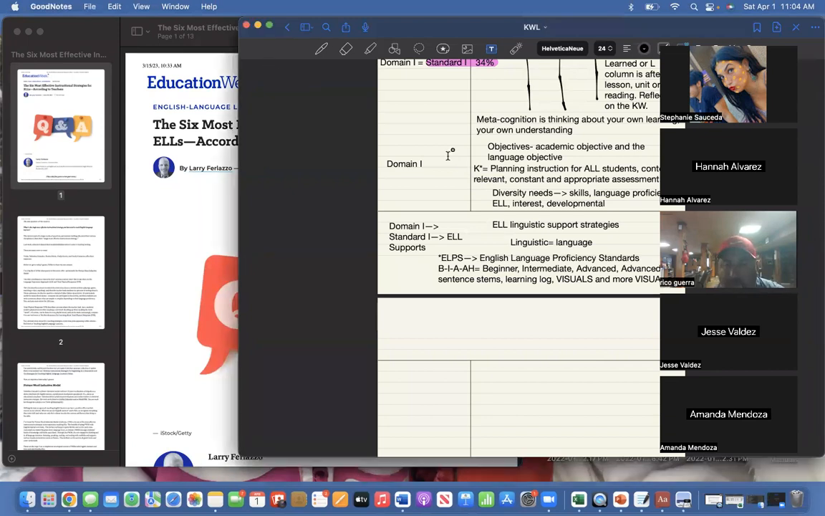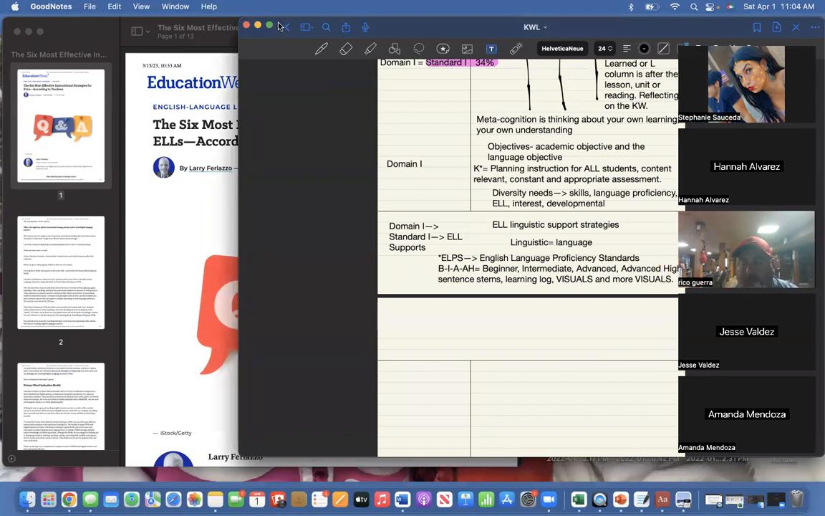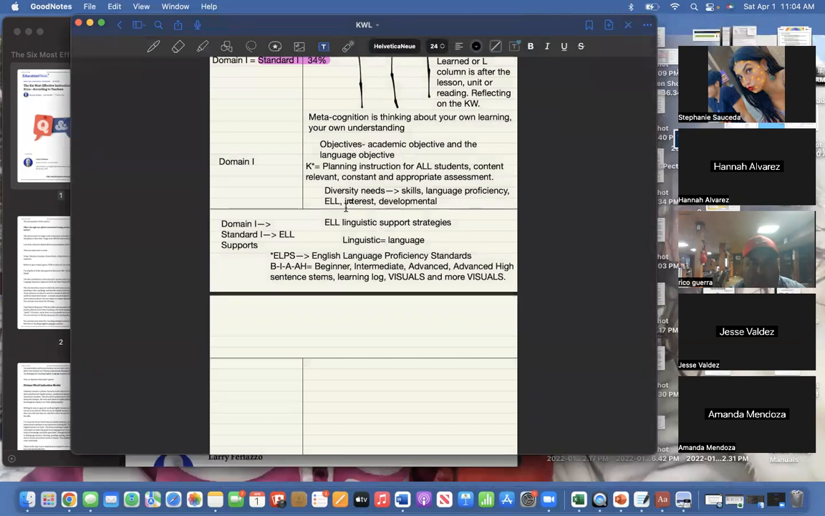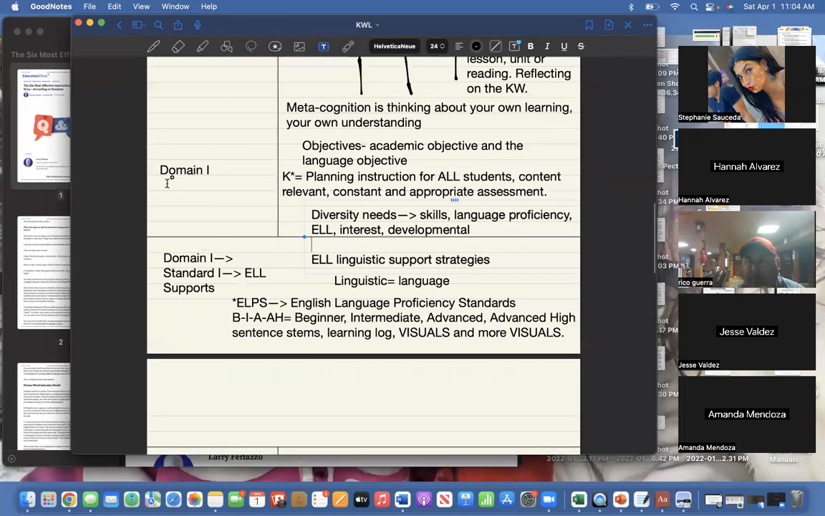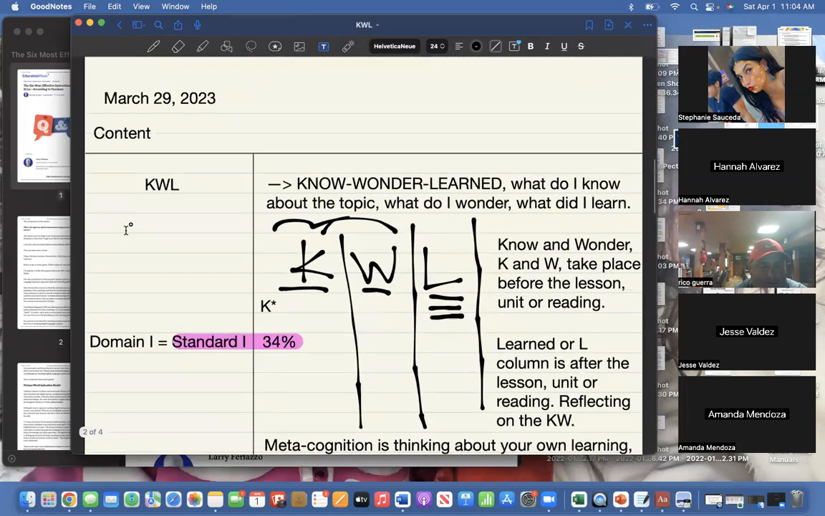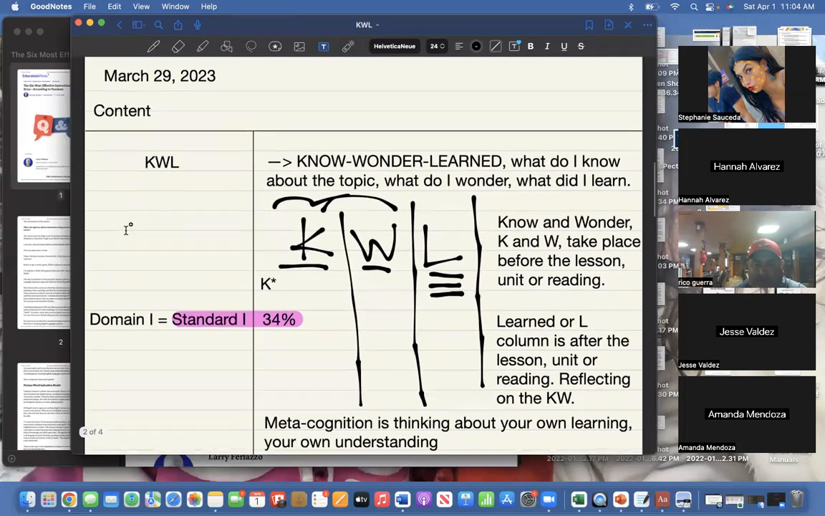So this was what we worked on Wednesday, the KWL chart. Can you not see my, hello? Yes. Can you guys see my screen? Yes, we can. Okay, excellent. Yes, I can see it, Miss Sauceda.